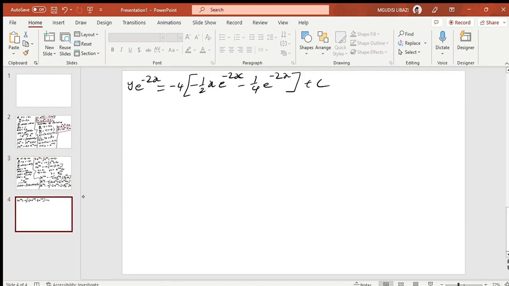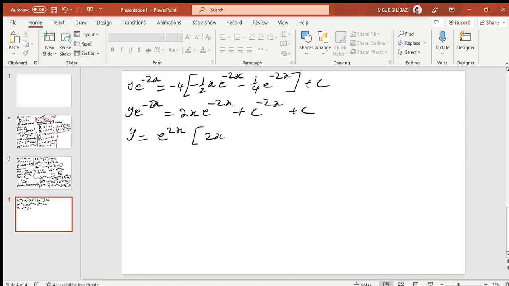After that we can say y e raised to -2x is equal to, removing the parentheses by multiplying by -4, we get -4 times -1 over 2, which gives 2x e raised to -2x, and then -4 times -1 over 4 gives plus e raised to -2x, and then plus c. So we get y is equal to, when we divide both sides by e raised to -2x, e raised to 2x into 2x e raised to -2x plus e raised to -2x plus c.